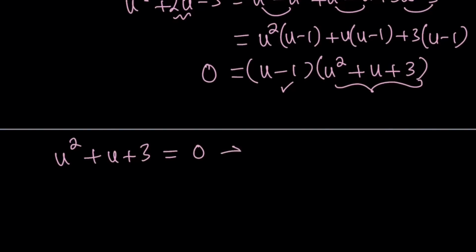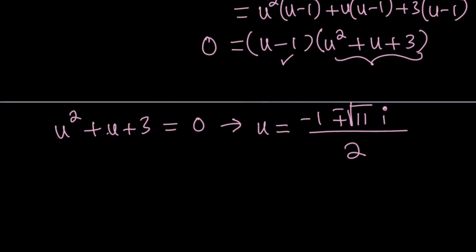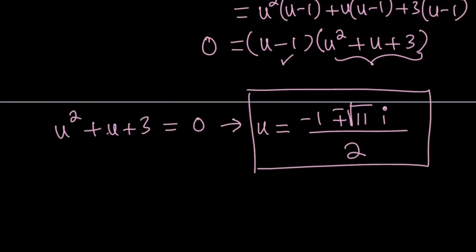Let's go ahead and write them down using the quadratic formula, which is negative b plus minus the square root of b squared, which is 1, minus 4ac, which is 12. 1 minus 12 is negative 11, and I can write it as square root of 11 times i. Using the imaginary unit, I can just write my non-real solutions. Make sense? So we got 4 u values. u equals 0, u equals 1, and u equals this number, or 2 solutions from here. So there's a total of 4 solutions, which kind of makes sense because we have a quartic equation.